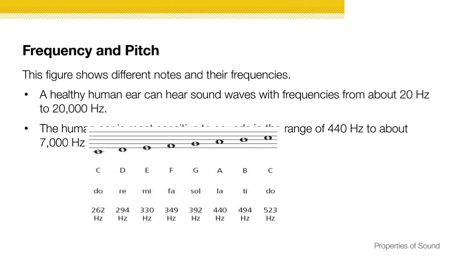A healthy human ear can hear frequencies from about 20 hertz to 20,000 hertz. That line that's kind of cut off says that the human ear is most sensitive to frequencies in the range of 440 hertz to about 7,000 hertz. What that means is those are the ones that we hear in our regular daily lives, the ones that we can definitely hear and interpret, as opposed to trying really hard to hear what it is at one of those other ends of 20 or 20,000.